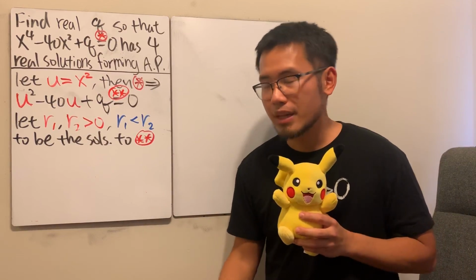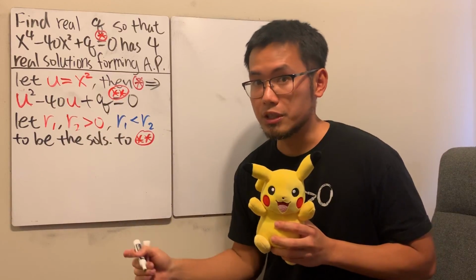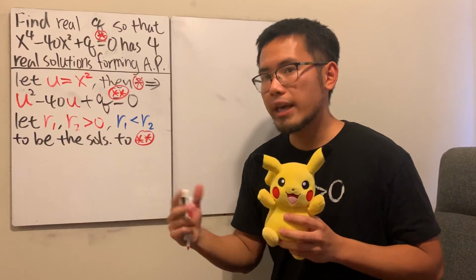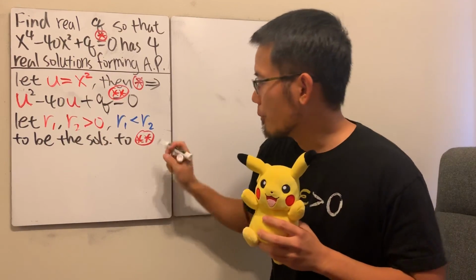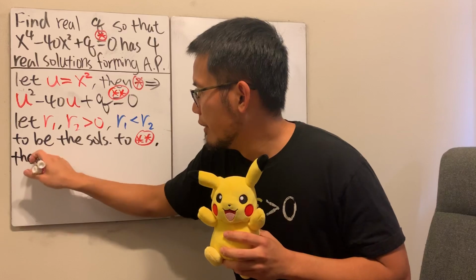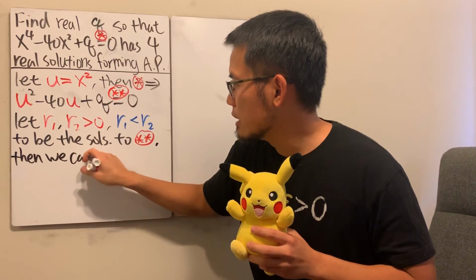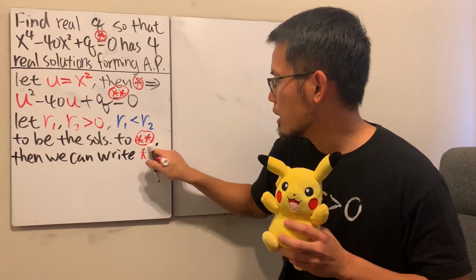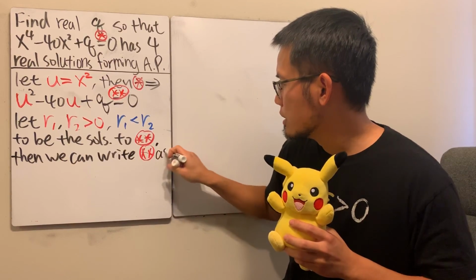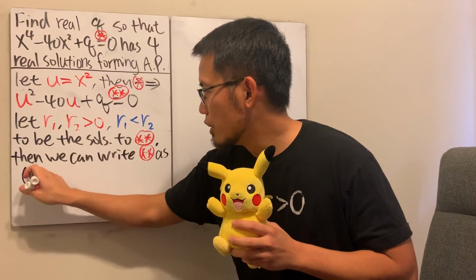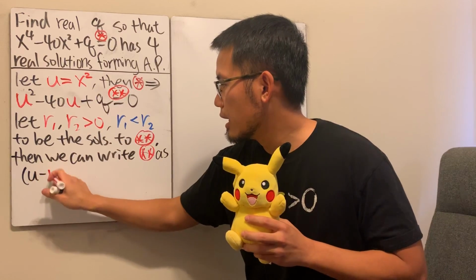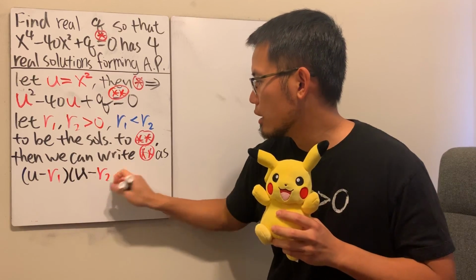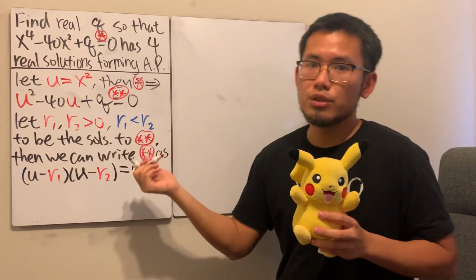Right? Great. Then, what can we do with this? This is the quadratic equation in the standard form. Once we know the roots, we can actually change that into the factored form. So then we can write star star as u minus R1 times u minus R2, and this, again, still has to be equal to 0, right?